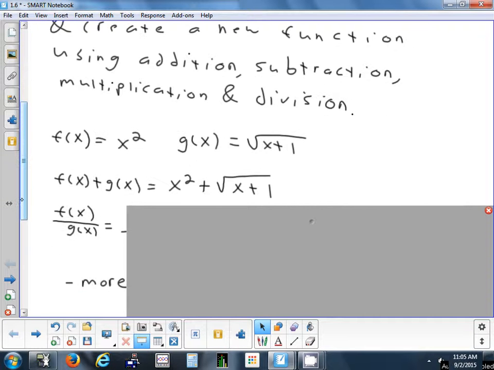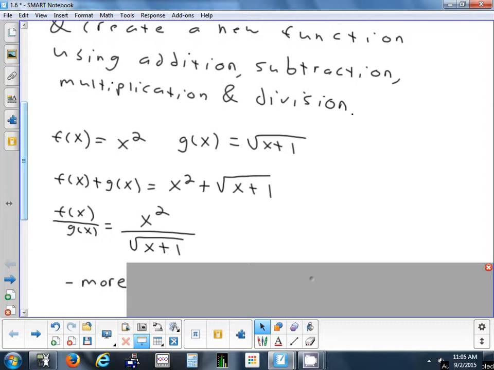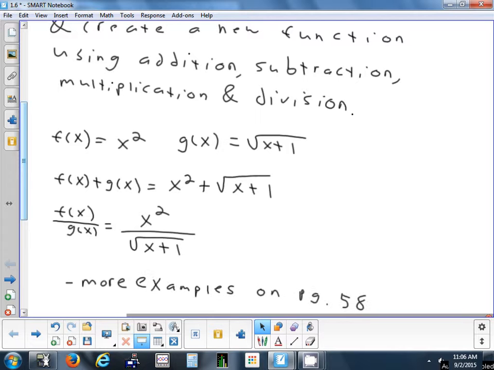Another way I could combine them is to divide them. If I combine them with division, that's the new function I get: x squared divided by the square root of x plus 1. There are more examples on page 58.